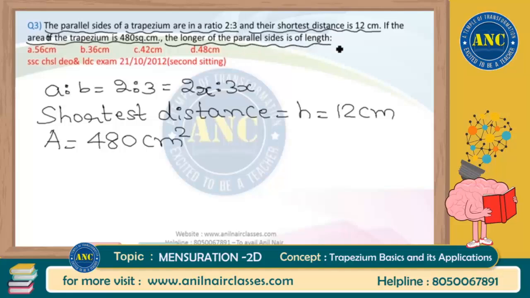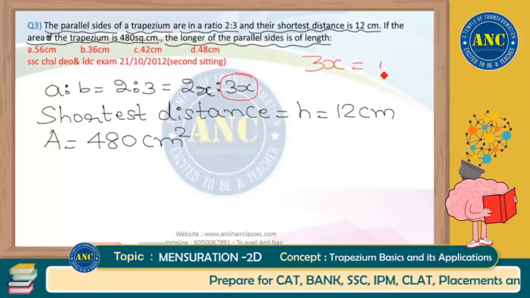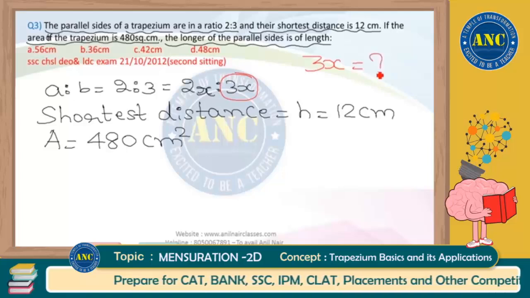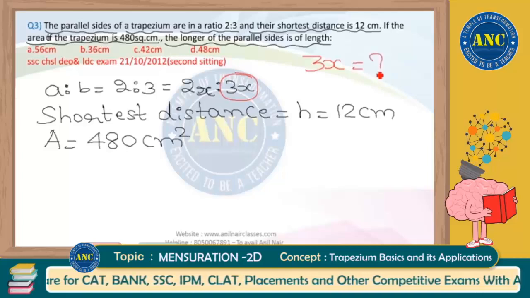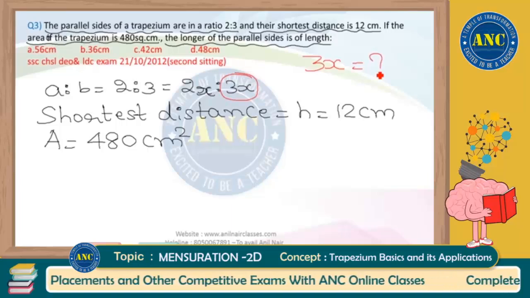Find the length of the longer of the parallel sides. That means parallel sides are in the ratio 2x is to 3x. Longer is 3x. I need to find the value of 3x in this question. I hope the idea is clear. I am interested in finding the value of 3x in this particular question.